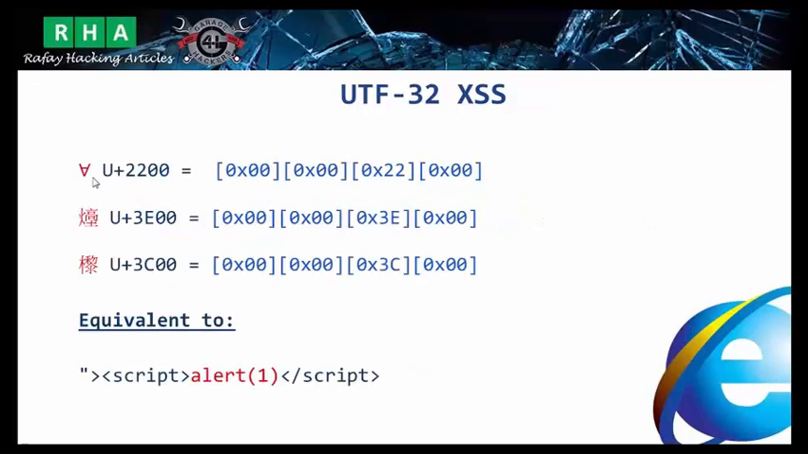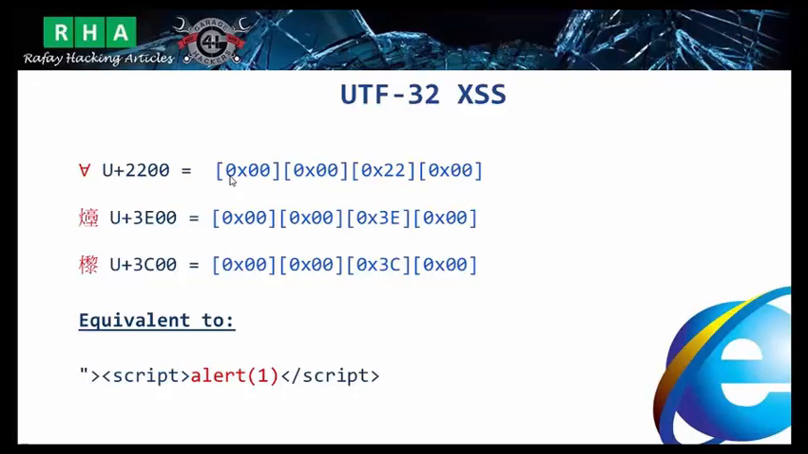So U+2200, the Unicode equivalent, is equal to this character, which is equal to double quotes, and this particular character U+3E00 is equivalent to 3E, which is closing bracket, and 3C is opening bracket, right? Now, as I said, each character in UTF-32 is equal to 4 bytes, right?